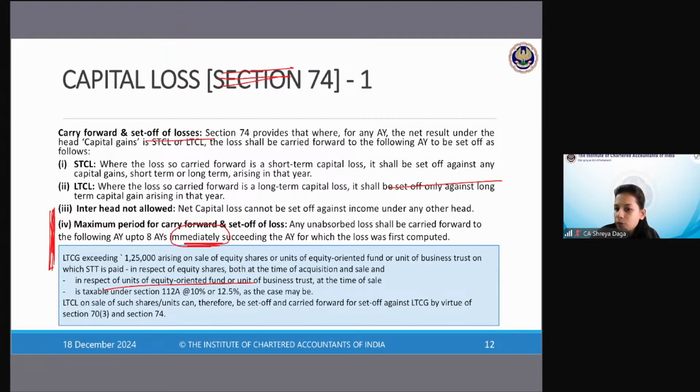Special business set off only in new regime. Specified business set off only in old regime. It is not relevant. 35 AD is not relevant for default regime.